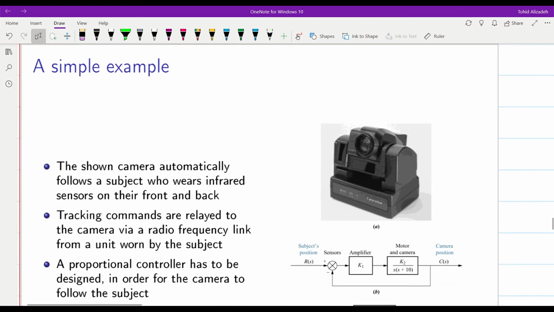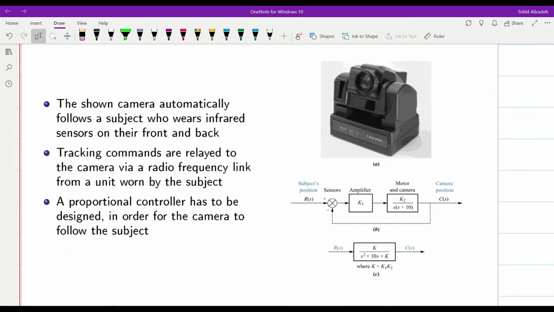Over here, we have a simple example. A camera system is provided. We have the transfer function for the motor and camera in the form of K2 over S times S plus 10. Okay, so this is the transfer function that we have for the camera. And then an amplifier is used as a controller, and we have the unit negative feedback. The gain for the amplifier is considered as K1.